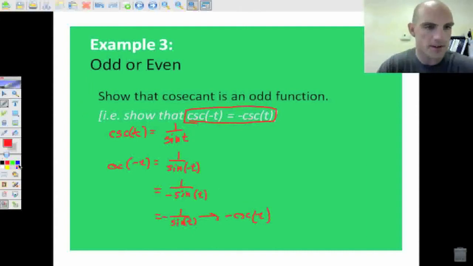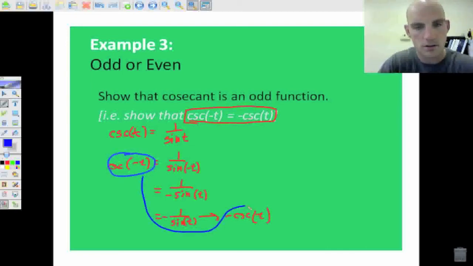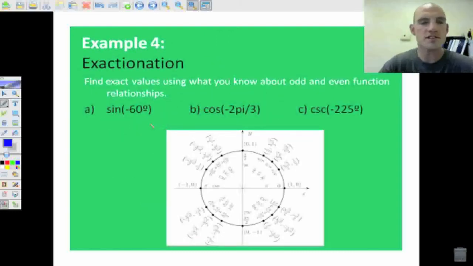I'll rewrite. These are the two key pieces. We had to show that cosecant of negative t was equal to negative cosecant of t, because that's the definition of an odd function. So we involved sine, that's how we knew it was an odd function. And so when I do these three problems, I'm going to keep in mind and first write down exactly what it is that I have. I know that sine is odd.